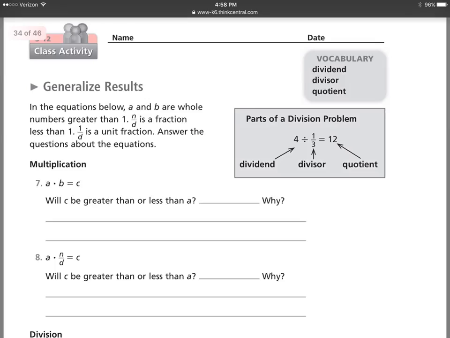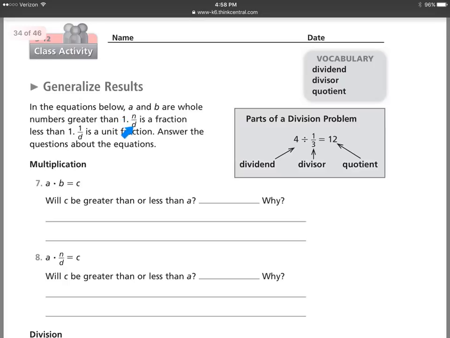We're on page 98 of your workbook. In the equations below, A and B are whole numbers that are greater than 1. So they could be 2, 3, or any other number greater than 1. And if we get to choose, we're going to choose the easiest numbers, which would be 2 and 3. They have to be bigger than 1, so 2 and 3 are the next easiest.